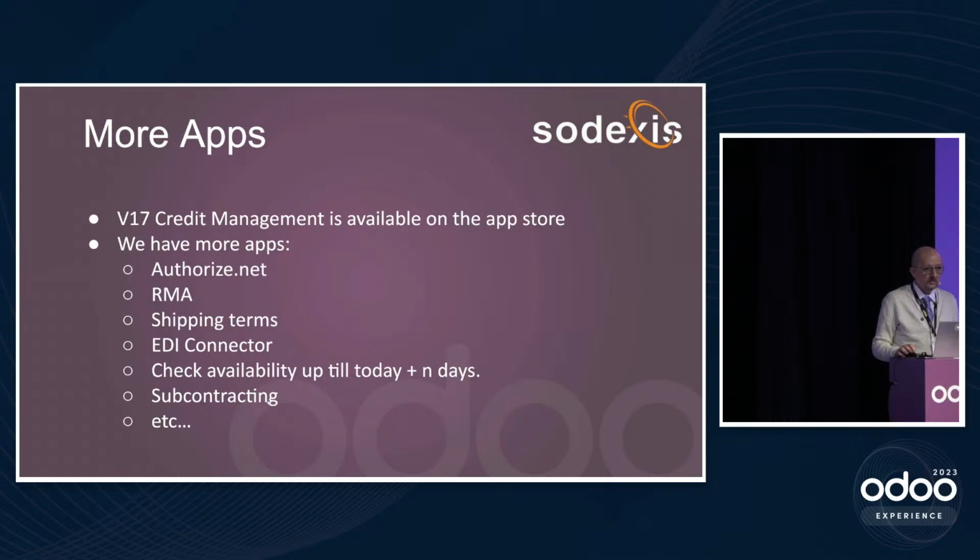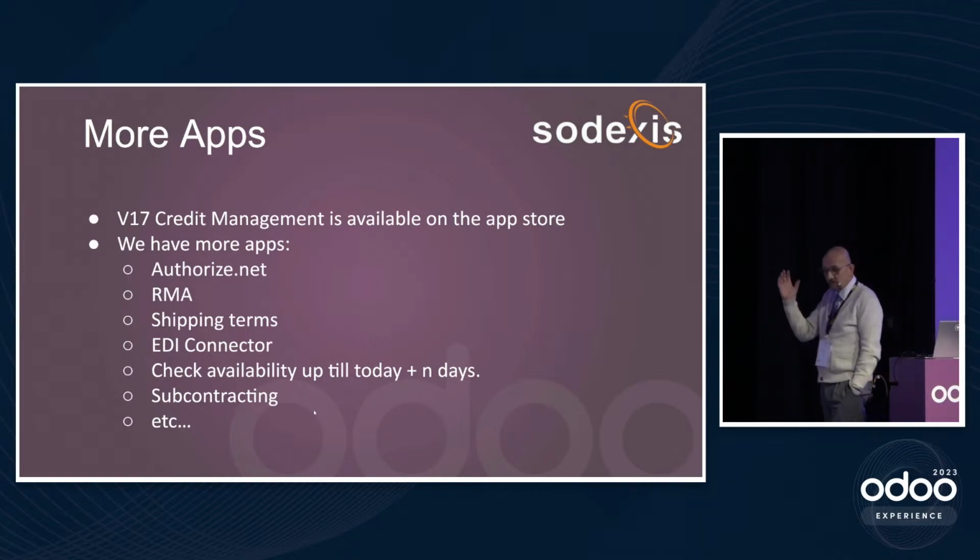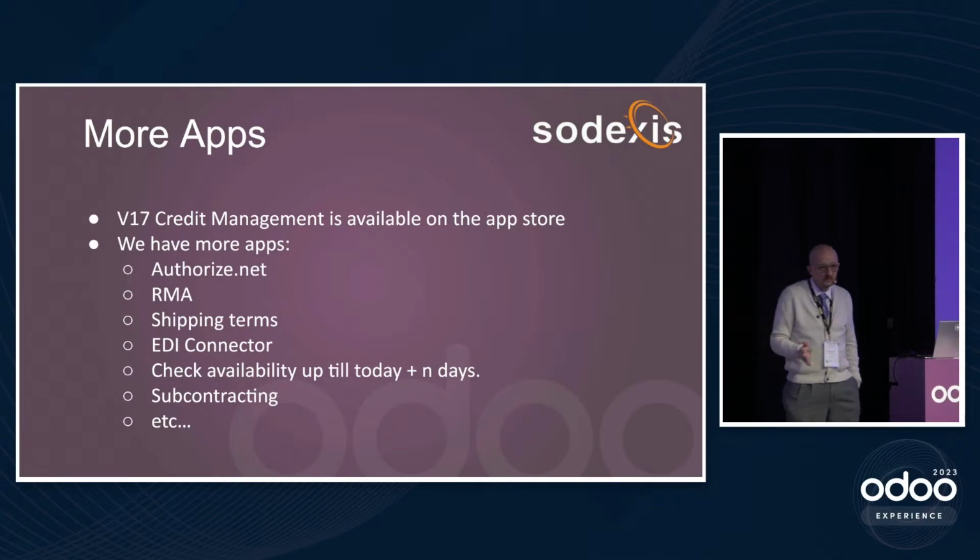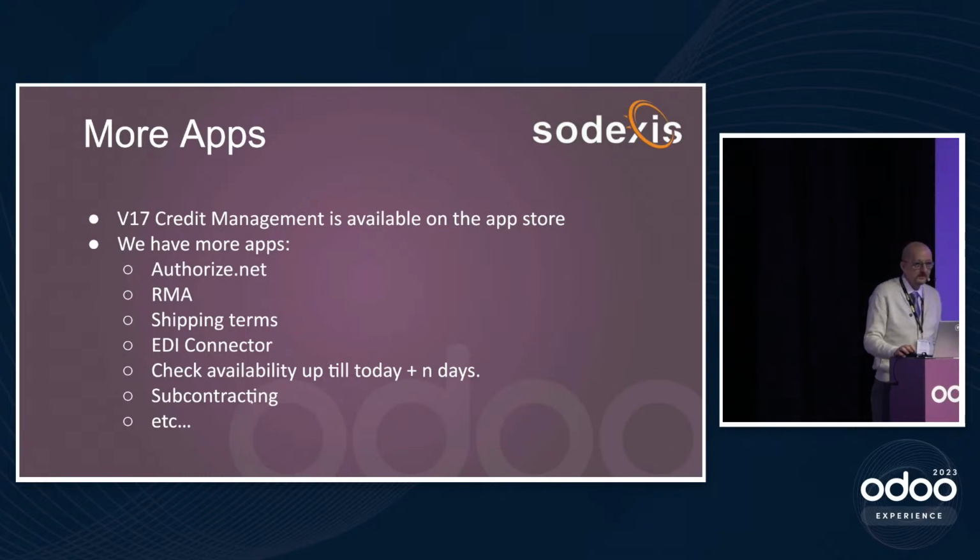We have a subcontracting app that's a little bit more advanced than what Odoo is doing. Very useful if you subcontract like 200 products at the same time from one subcontractor. We actually have one of our customers using it. And so forth and so on. We have a lot more. We have about 100 apps on the App Store at this point, and we have many more that we don't have enough time to put on the App Store.